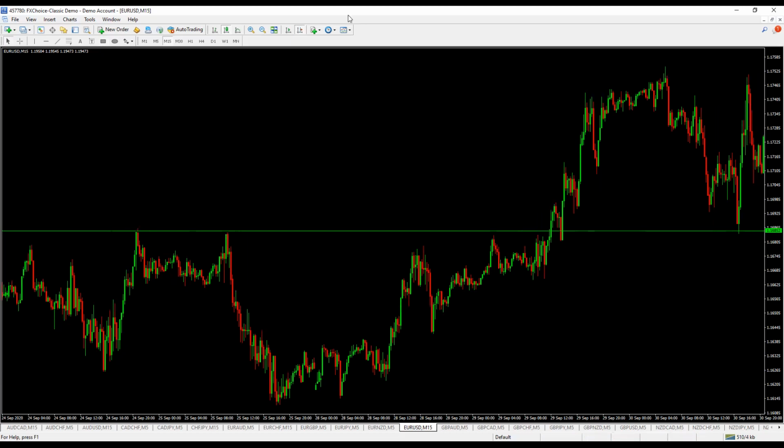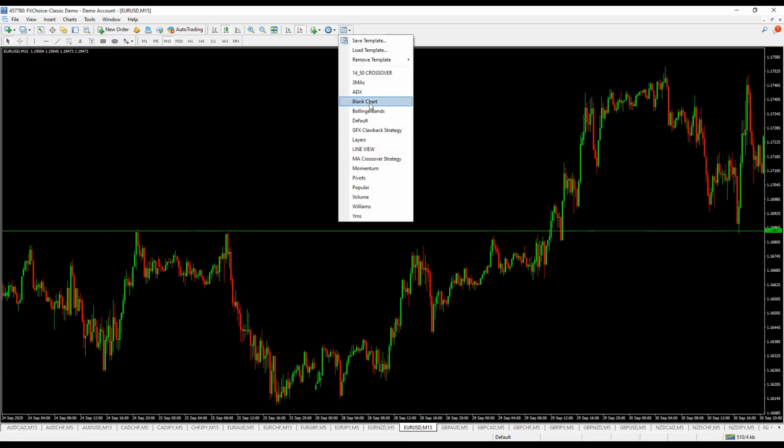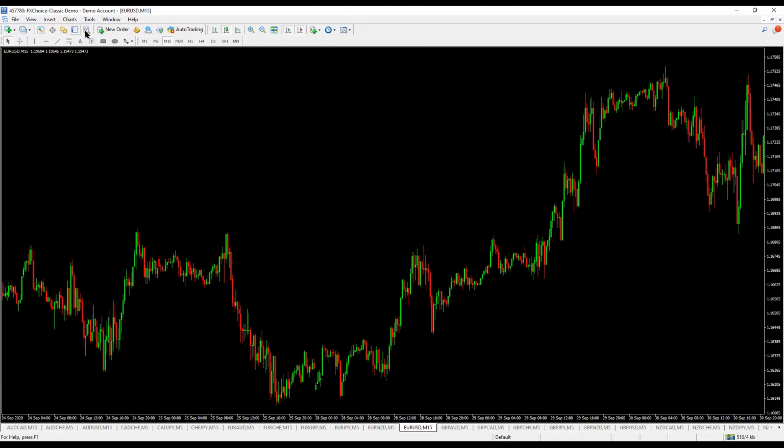Why is my rectangle not showing on the chart? Oh, there we go. All right. I'll just draw this right across.